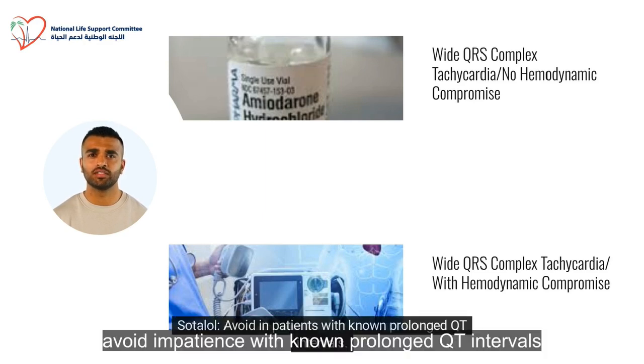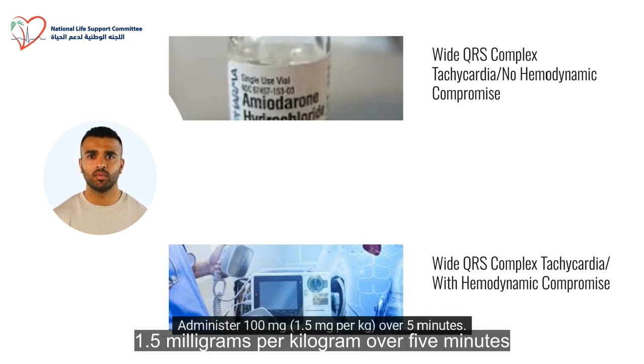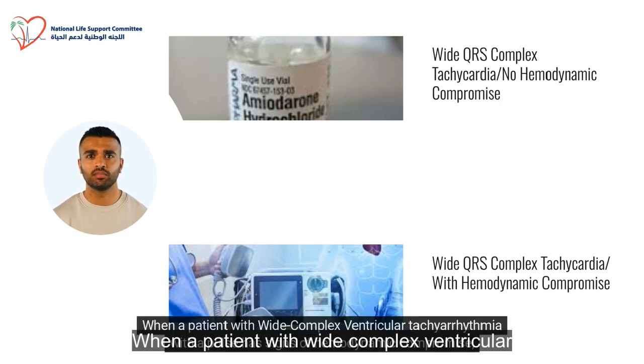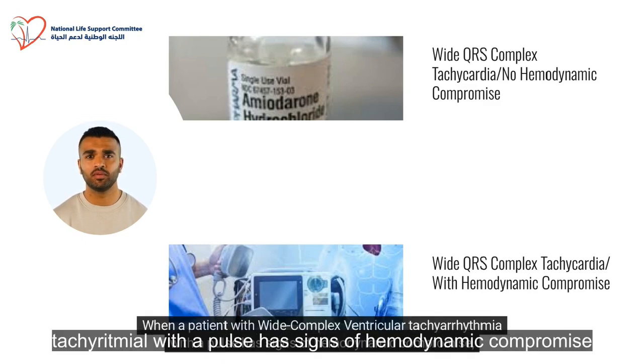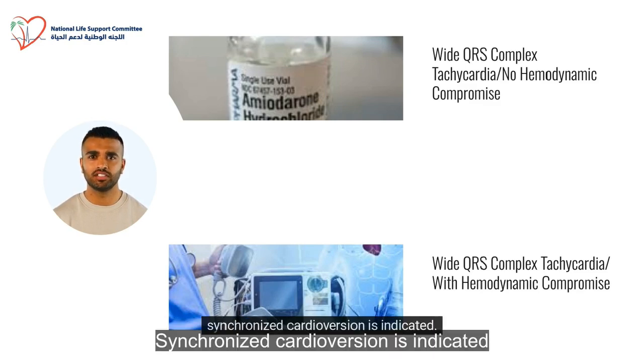Sotalol: avoid in patients with known prolonged QT intervals. Administer 100 mg, 1.5 mg per kilogram, over 5 minutes. When a patient with wide complex ventricular tachyarrhythmia with a pulse has signs of hemodynamic compromise, synchronized cardioversion is indicated.